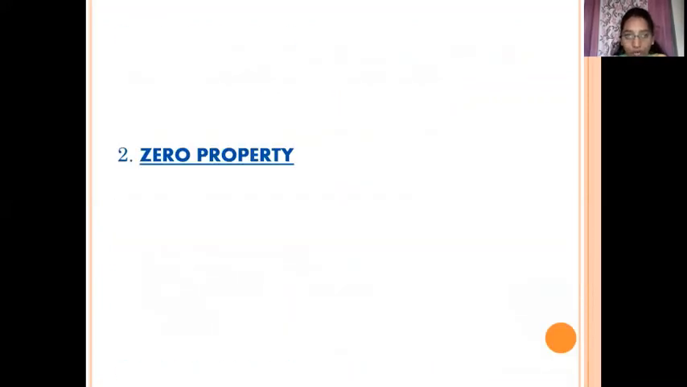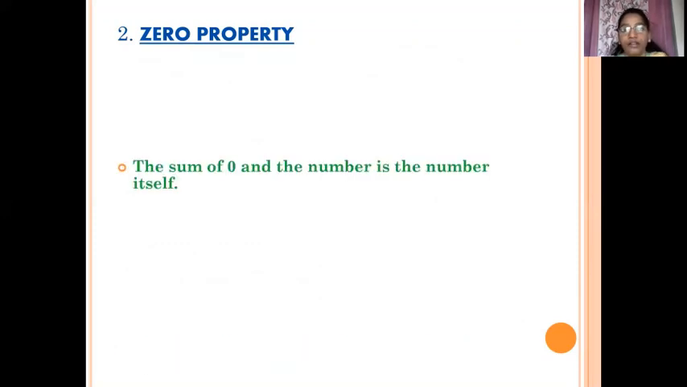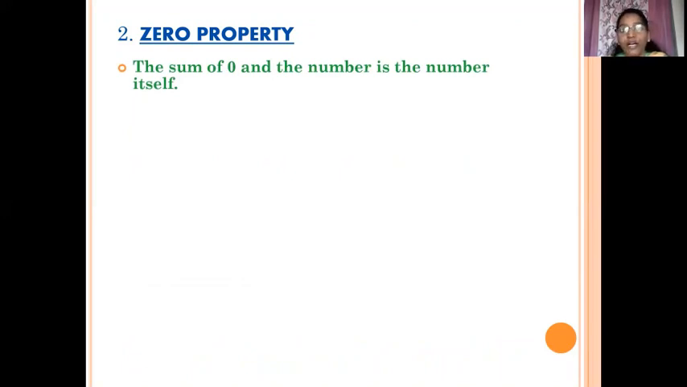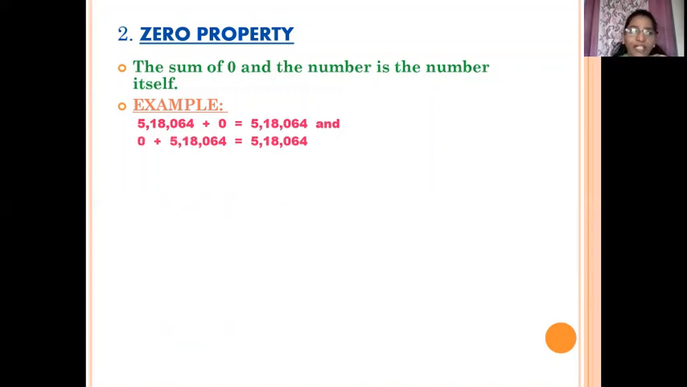Coming to the second property of addition, that is zero property. The sum of 0 and a number is the number itself. If you add 0 and any number, you get the number itself. Let's take an example. 5,18,064 is added with 0. Then you get 5,18,064 only. Yes? Now, the same thing, I'll change the order.